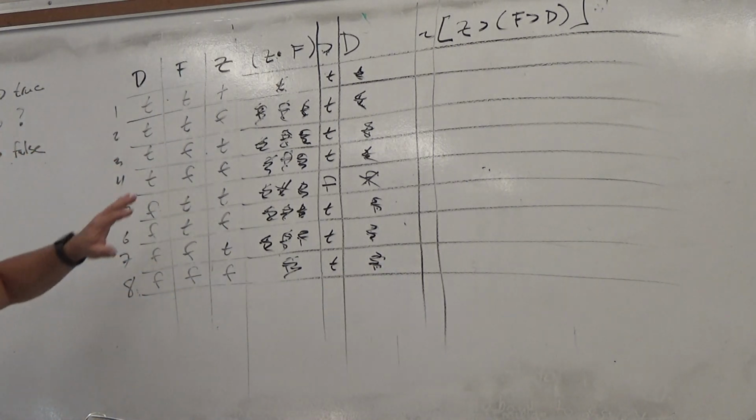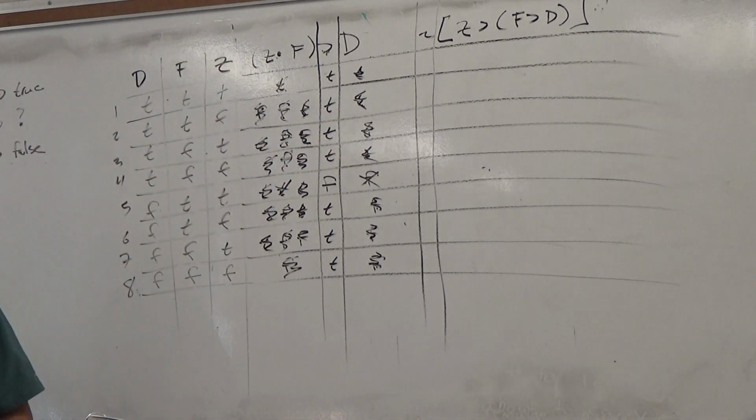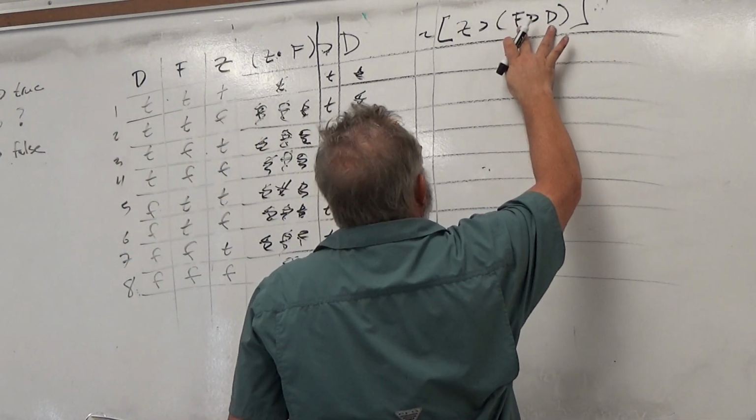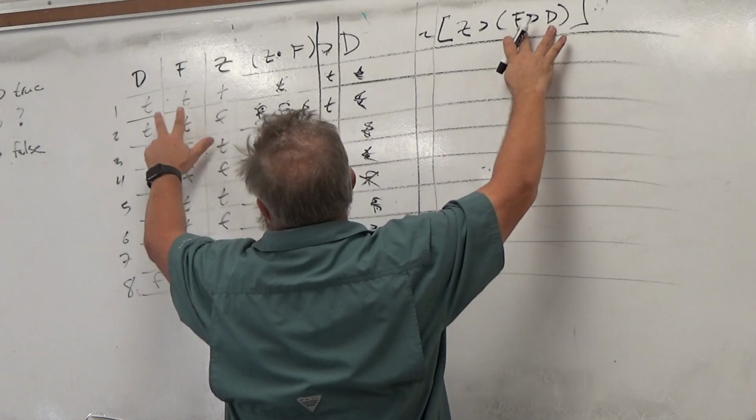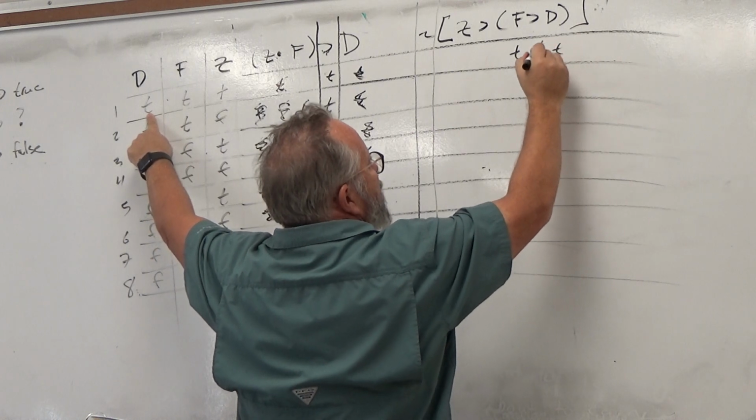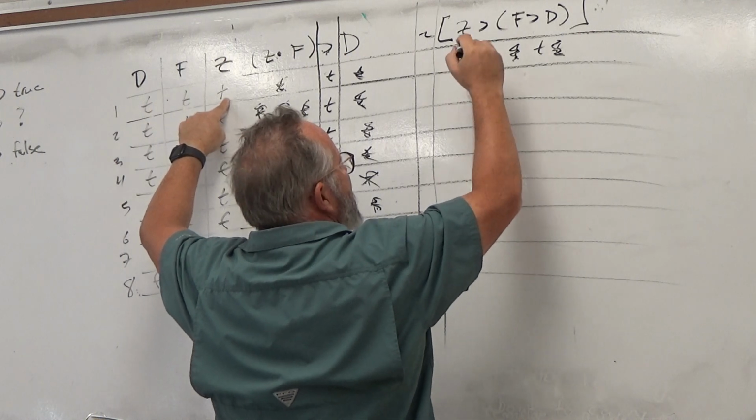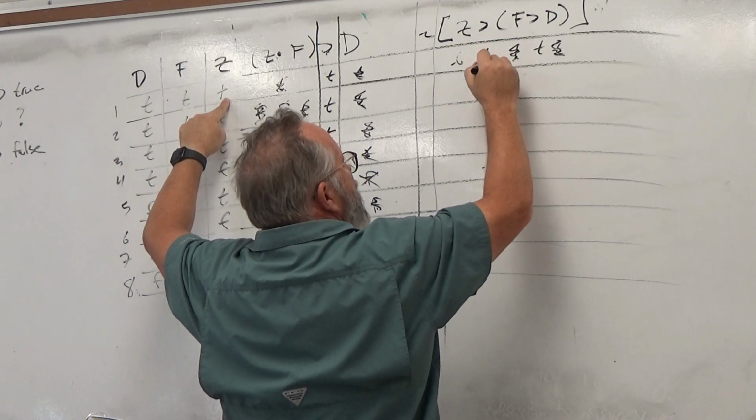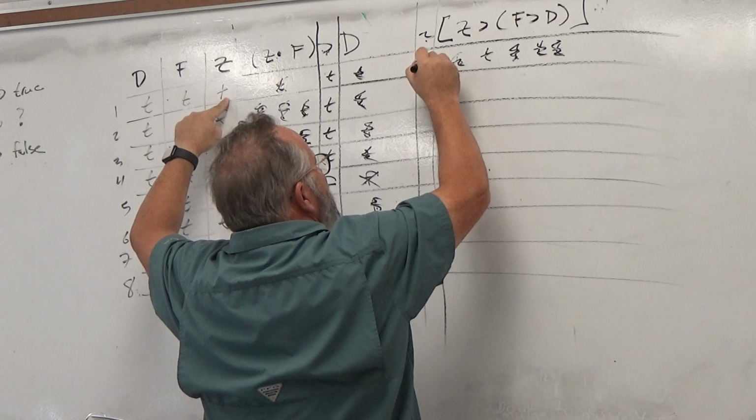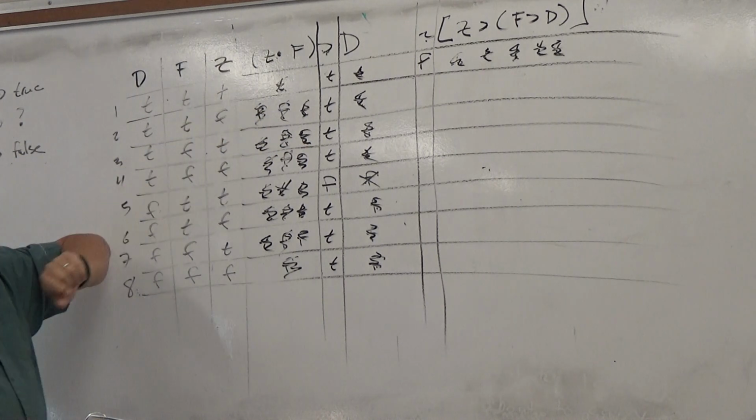Okay, so we've calculated this. Now we need to calculate this one and then compare. Okay? All right. So we have to work from the innermost brackets out. So F, then D. So we have true, then true, which is true. Okay? And Z is true, so I have true, then true, which is true. And then I have not, and I get false. Okay? So on line 1, that statement would be false.